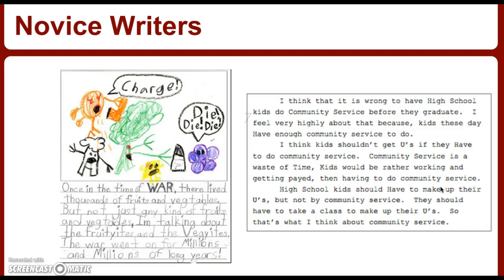They can wander off topic though at times. Generally, they have control over simple sentence structure along with beginning and ending punctuation. It is easy for an adult to read and understand a novice writer.